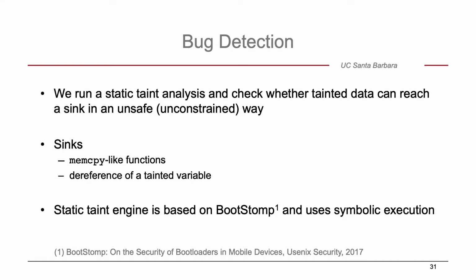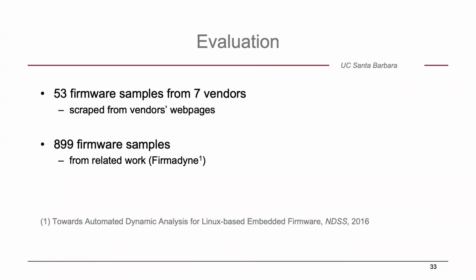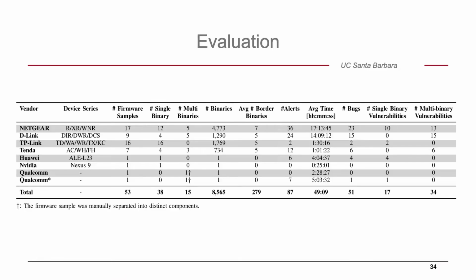So we're using a system that is built on top of symbolic execution, where we can collect these constraints, and then we analyzed a bunch of firmware. And we had two different data sets. One was a smaller set of around 50 samples from 7 vendors. And then we got a bigger data set from related work on firmware, which was about 900 binaries. And generally, I think it worked quite well. So here are some results.